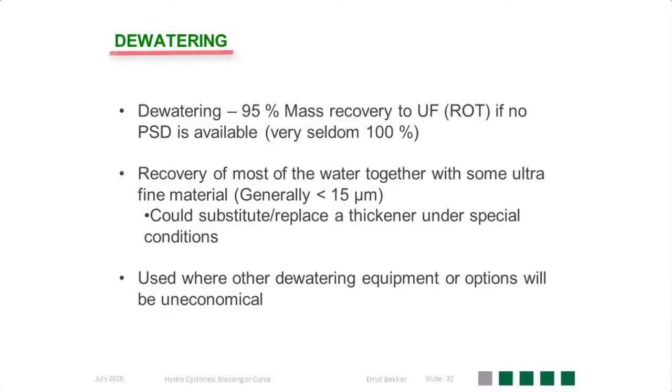Moving on to dewatering. For dewatering, we assume a 95% mass split to the underflow, again if we don't have the size distribution. If we have the size distribution, that value will change. Often people want 100% of the solids to go through to the spigot and only want to remove water. That very seldom happens. There's always a fine fraction present in the overflow. Just keep that in mind. So for safety's sake, we as suppliers use between 95% and 98% recovery to the underflow. Be careful if suppliers promise 100%.